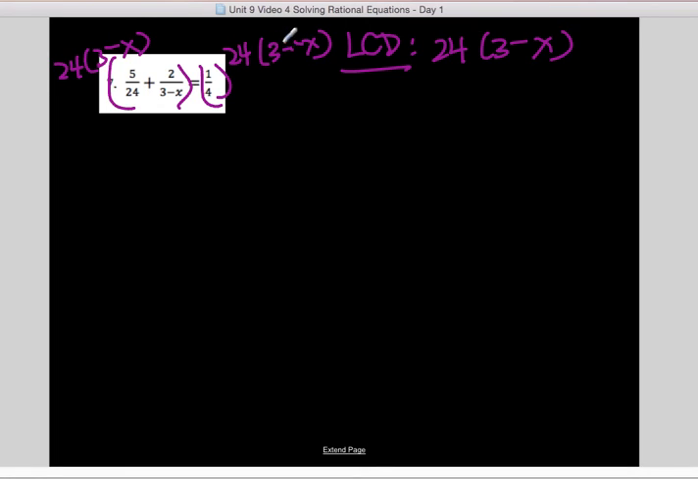Okay, I'm not going to write it all out, like I did before. So when I multiply this on my numerator, who's going to cancel? My 24s. So I will have 5 times 3 minus x, plus, when I take this times my second fraction, the 3 minus x's will cancel. So I'll still have 24 times 2 equals, when I do this here, well, it's times 1. 24 divided by 4 is 6.